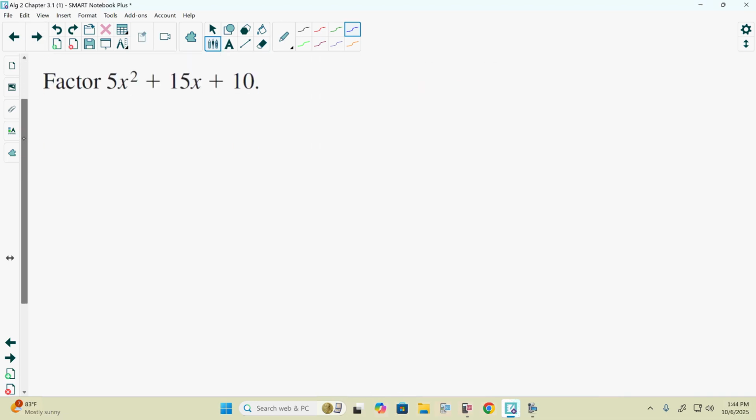Now we're going to look at the first one here, 5x squared plus 15x plus 10. Now the first term is positive, so we don't have to worry about trying to get a negative out, but we need to see, is there a greatest common factor between 5x squared, 15x, and 10? Is there a number that goes into 5, 15, and 10? 5. So the first thing we can do is factor 5 out of all 3 terms, because if there is a greatest common factor, we're going to factor it out.